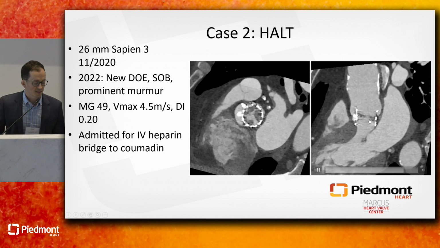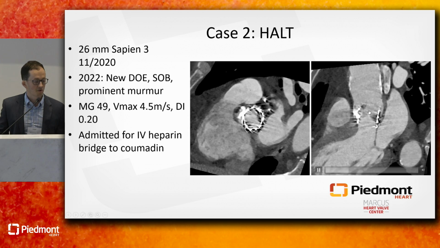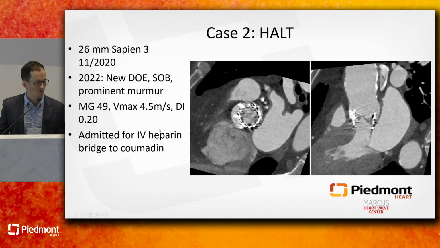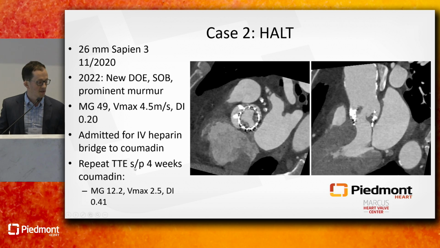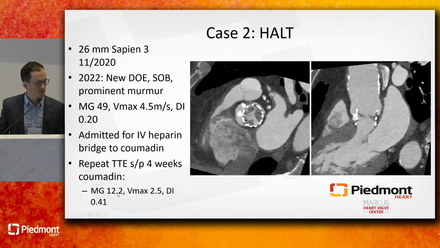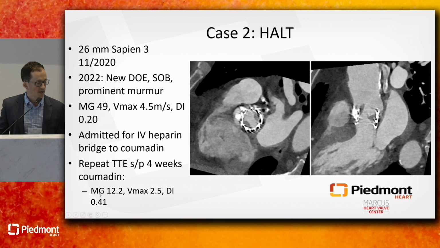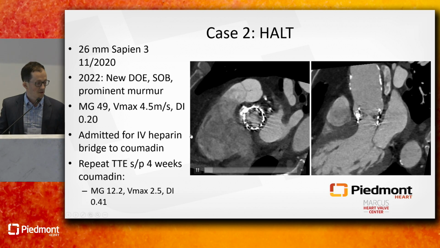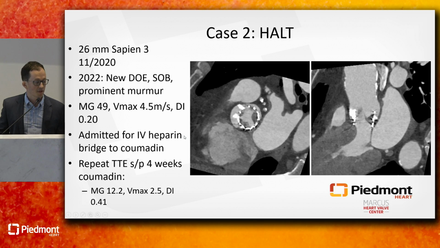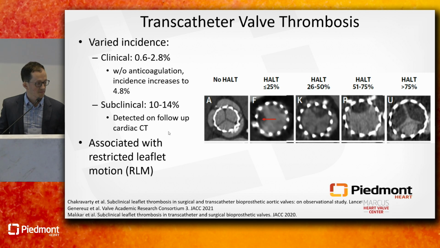So given his symptoms and the degree of thrombus here, he was admitted for IV heparin bridge to Coumadin. He came back 4 weeks later. Mean gradient was down to 12.2, Vmax was 2.5, and his dimensionless index was 0.41 with significant symptom improvement. So almost complete resolution hemodynamically with the anticoagulation.